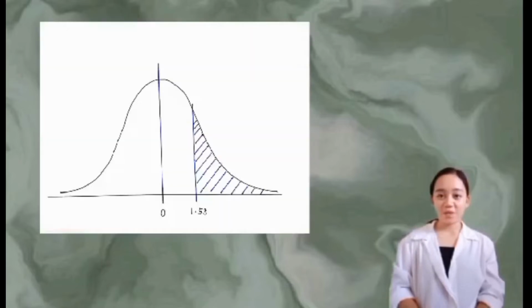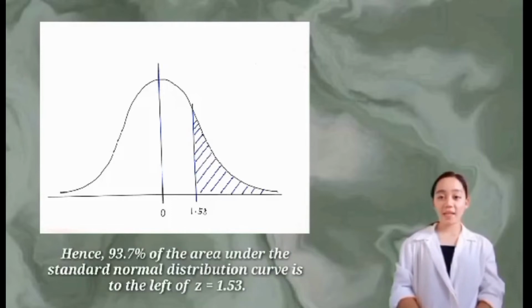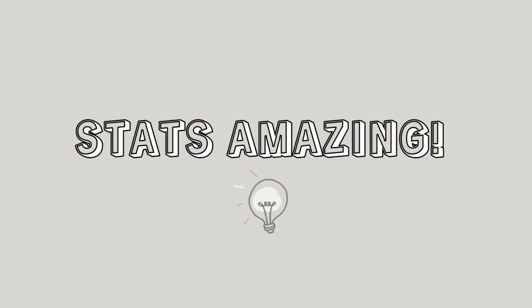So now we can draw the graph for our example. The shaded part is going to the right since we are asked to find the probability that such scores will exceed 1,350. Hence, 93.7% of the area under the standard normal distribution curve is to the left of z equal to 1.53.